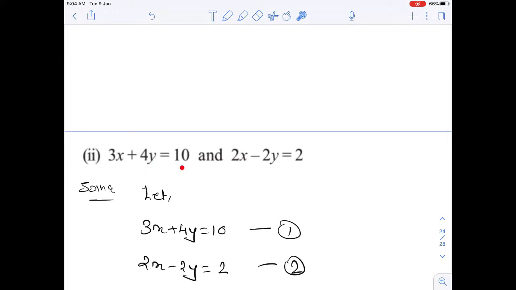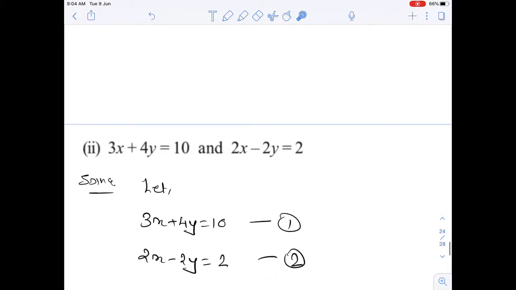Here it is given that 3x plus 4y equals 10 and 2x minus 2y equals 2. Same condition: let 3x plus 4y equals 10 be equation number 1, and 2x minus 2y equals 2 be equation number 2. Now we have to look at the sign of the variables and prefer a variable which we want to cancel. I told you, prefer the variables which have opposite signs. Here x has a plus sign, here also x has a plus sign, so we cannot prefer it. Here y has a plus sign and here y has a negative sign, so we will try to eliminate this one.